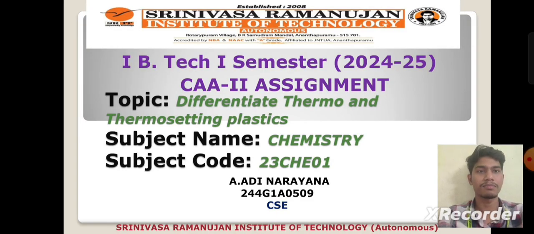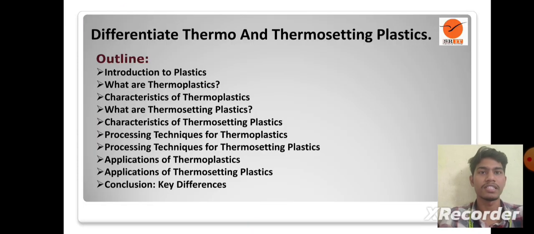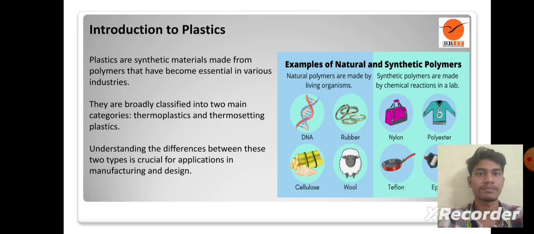Today I am here to explain my topic for the CA2 assignment, and the topic is to differentiate thermoplastics and thermosetting plastics. Moving to next slide. In this topic, we are going to discuss the introduction to plastics, what are thermoplastics, characteristics of thermoplastics, what are thermosetting plastics, characteristics of thermosetting plastics, processing techniques for thermoplastics and thermosetting plastics, applications of thermoplastics and thermosetting plastics, and conclusion. Moving to next slide.